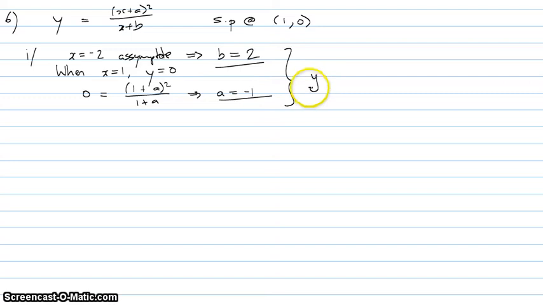Just to conclude, it means that the equation for my graph is now y is equal to (x minus 1) squared over (x plus 2), which is the same thing as writing (x squared minus 2x plus 1) over (x plus 2).